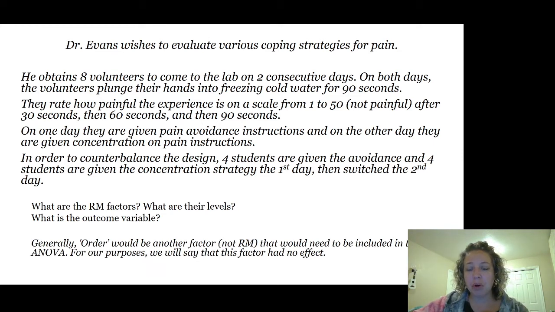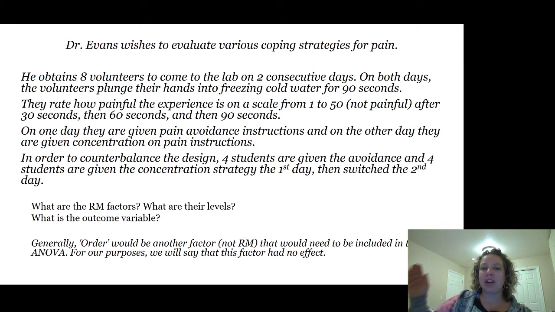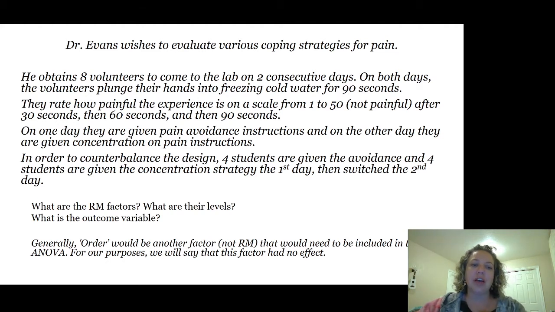It would be important to have half do the strategies in one order and half do the reverse order. Usually, when we're counterbalancing, order A and order B is not included in the model. So we just say that the factor has no effect. It's counterbalanced because we have an equal number in order AB as we do in BA. Half of them have avoidance before concentration, the other half have concentration before avoidance. So because it's balanced, we don't put order into the model.